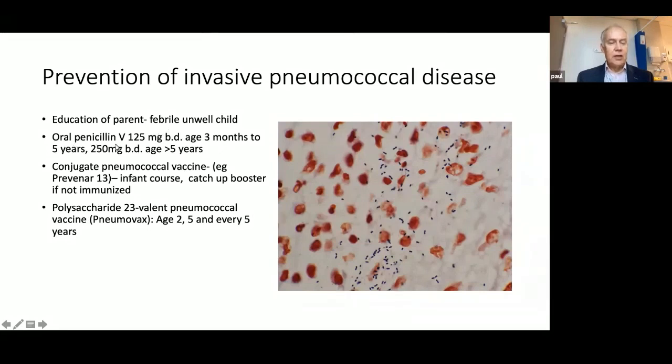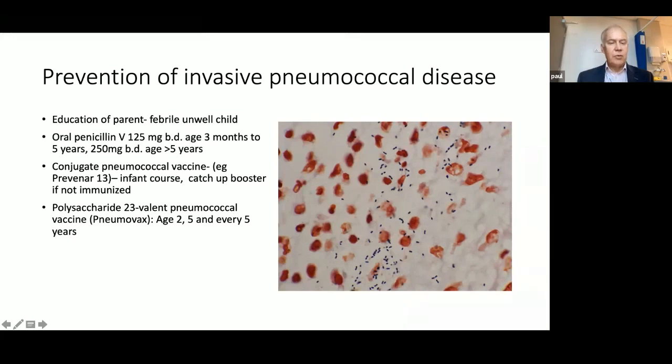Oral penicillin prophylaxis was introduced after a study done in the United States, a randomized controlled study, and this has become standard treatment at least until the age of 5, whereby this oral antibiotic is given twice a day to prevent or to help to prevent pneumococcal infection.